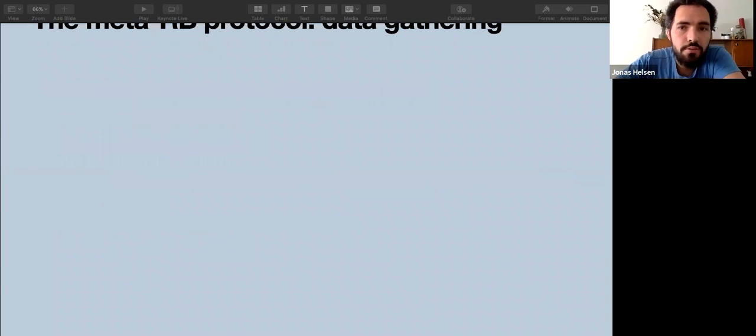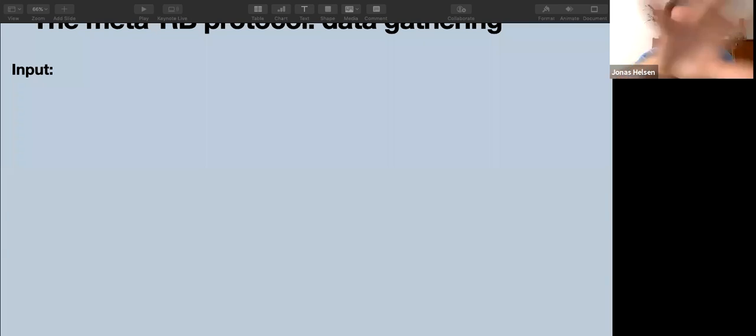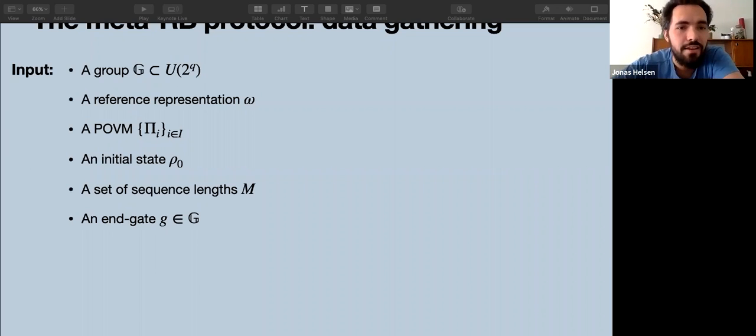So what is a randomized benchmarking protocol? In particular, what are all randomized benchmarking protocols? Well, it starts with input data. When you do randomized benchmarking, and again, what I'm putting on this slide right now, back in the day, this was a full paper. So what you specify is the following six things.